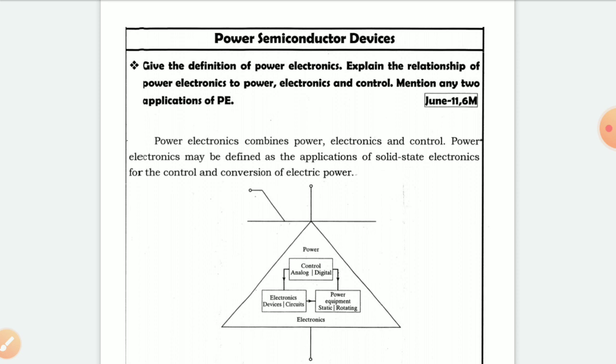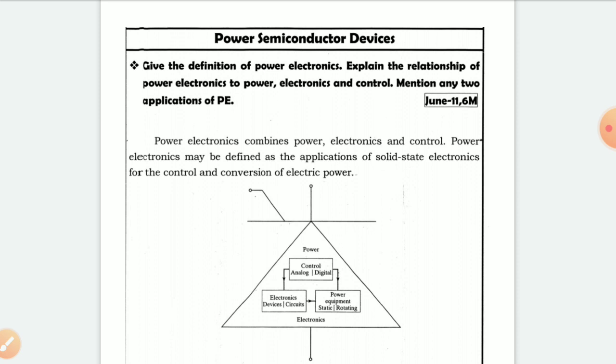In this class we'll start with the actual module, the actual concept, that is power electronics and power semiconductor devices. What is power electronics? I think the definition is already clear, but I will tell it one more time.